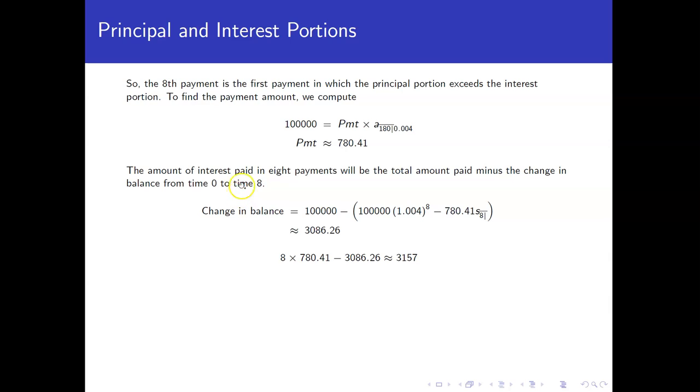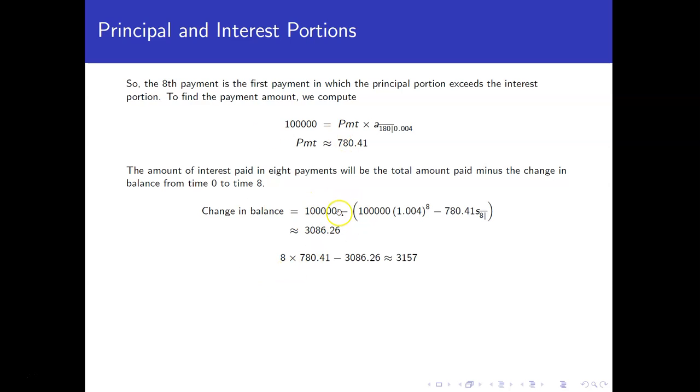So the amount of interest paid in 8 payments will be the total amount paid, which will be 8 of these payments, minus the change in the balance, because the change in the balance from time 0 to time 8 is the amount of principal that has gone down. So the remaining portion of the payments has to go to interest, right? The difference in the balances gives you the amount of principal that's been paid. So if I take the total amount that we pay and subtract out the amount of principal, we get the amount of interest.